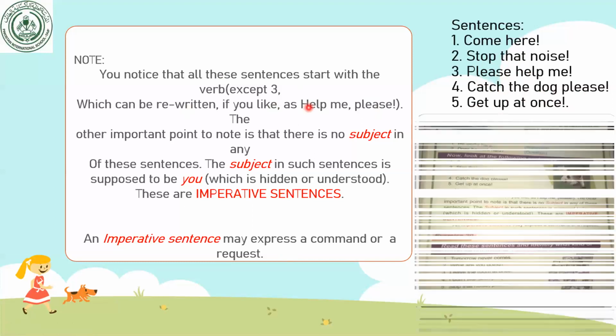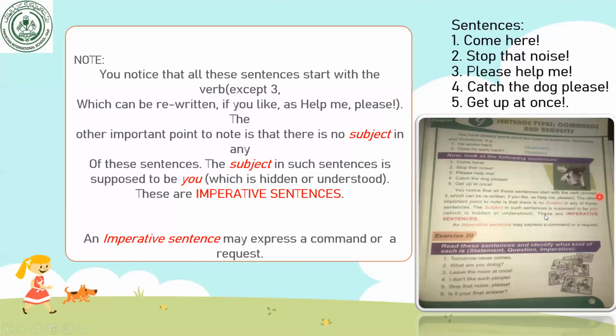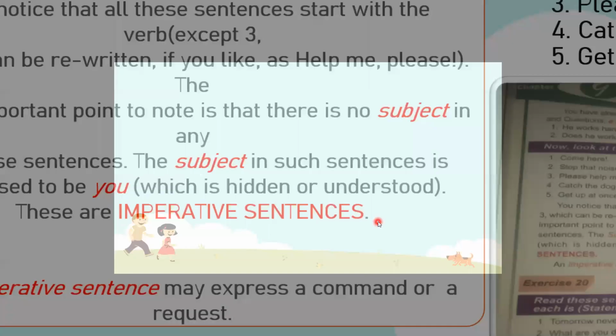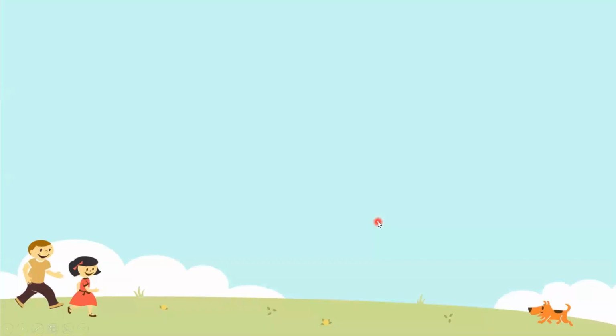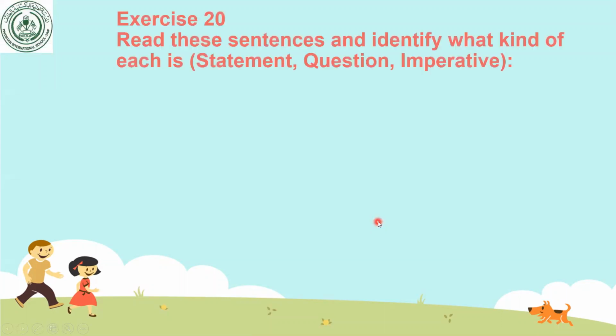Okay, and we have a view of your page. This is page 21, the page you open right now, that is chapter number 9, sentence types, commands and requests. So look over here. Now we will move to our next part, and that is the exercise. Let's start the exercise. This is exercise number 20, dear students.